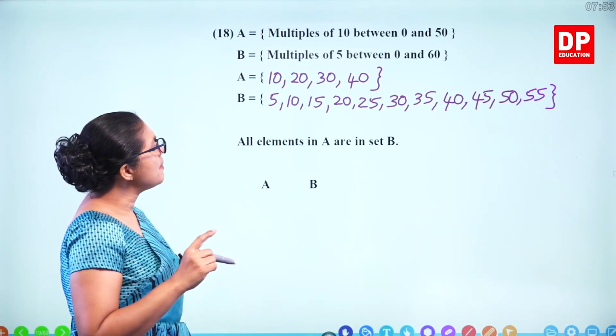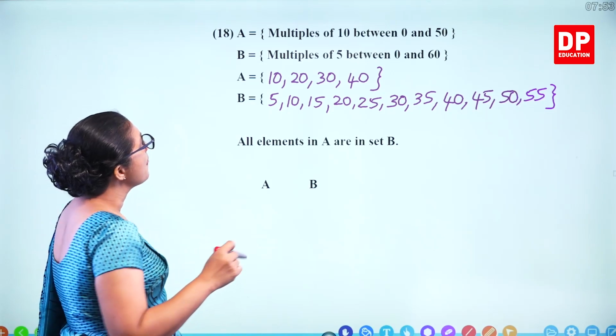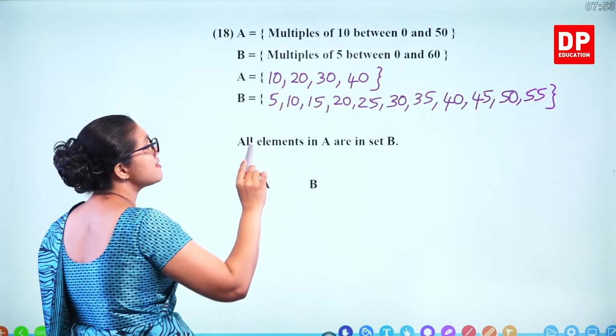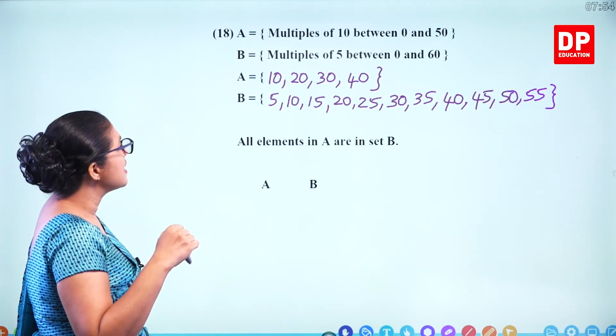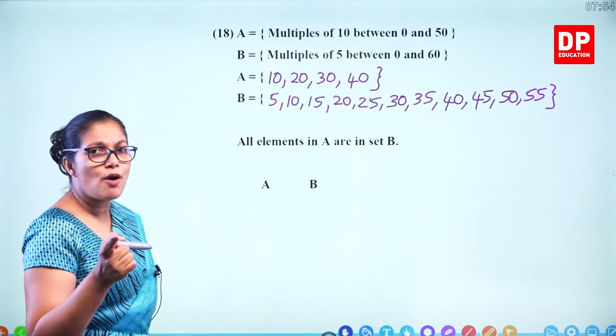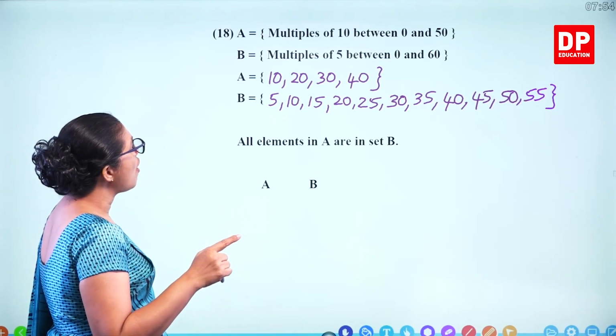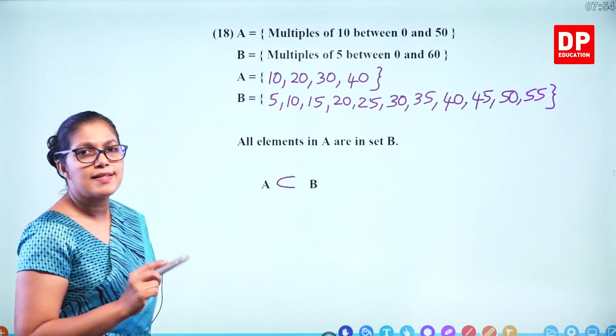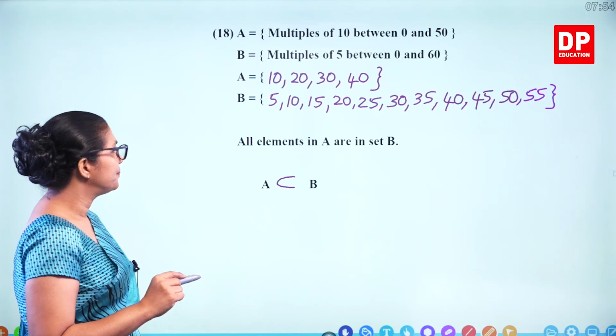So all elements in A are in set B: 10, 20, 30, 40. All elements in A are in set B. So how can you write this down? A is a subset of B. So we can use this symbol. A is a subset of B.